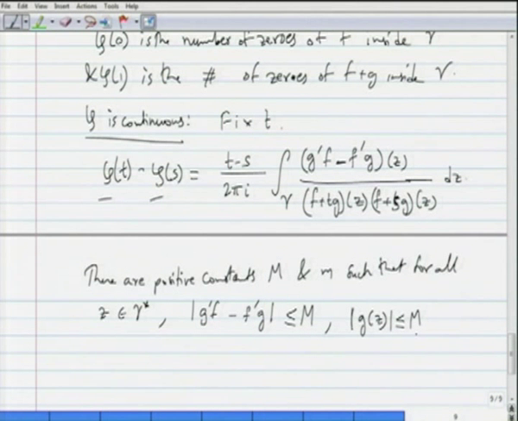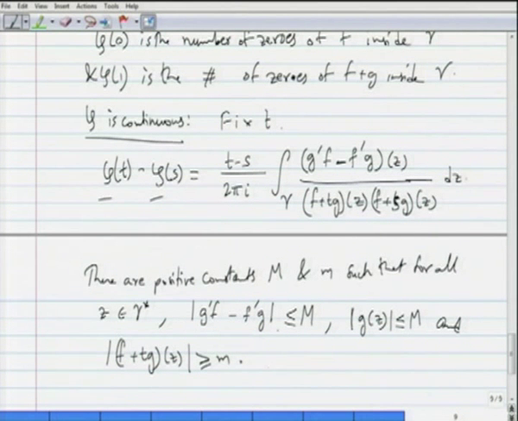So, a single capital M works, also, and modulus of f plus t g, we know that this is never 0, the function f plus t g is never 0 on the trace of gamma. So, this has to have a minimum by the extreme value theorem once again. So, the modulus of this function is greater than or equal to m on gamma star.